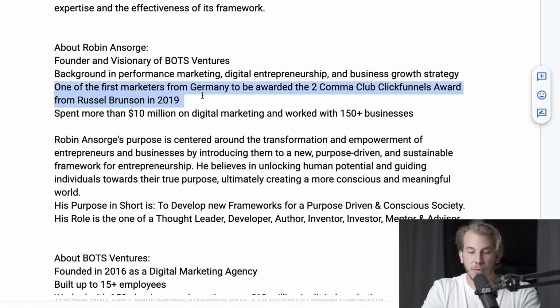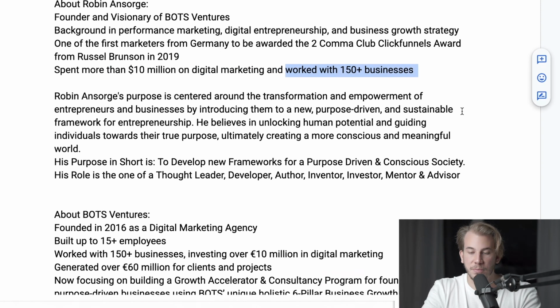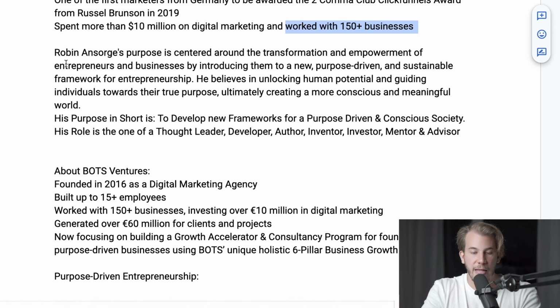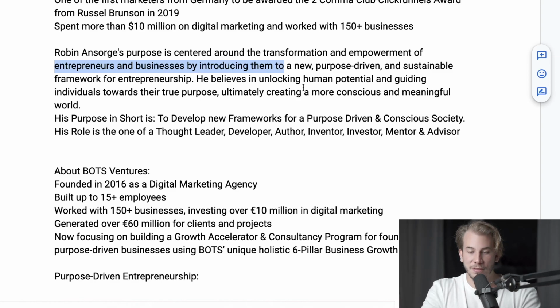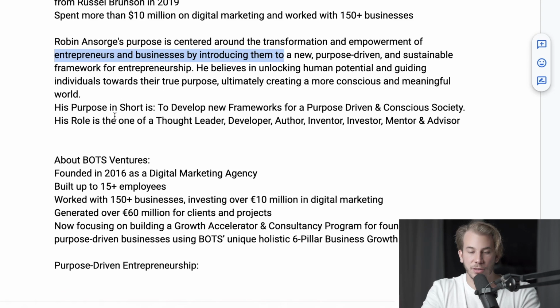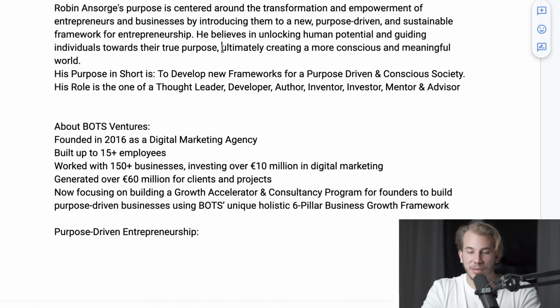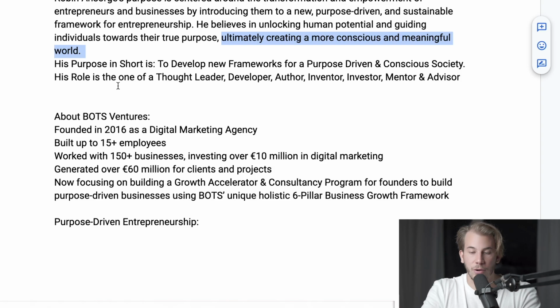He is one of the first marketers ever to receive the ClickFunnels $1 million award, and he spent over 10 million euros on ads and worked with 150 businesses in his agency. His purpose is centered around the transformation and empowerment of entrepreneurs and businesses by introducing them to a new purpose-driven and sustainable framework for entrepreneurship. He believes in unlocking human potential, guiding individuals towards their purpose, ultimately creating a more conscious and meaningful world.